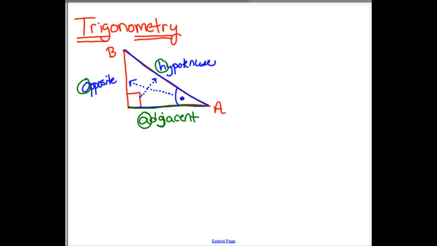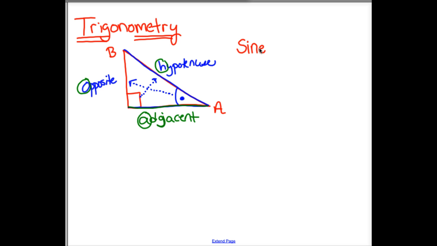As long as I keep A the same measure, when I do the opposite side divided by the adjacent side, even if I make a gigantic triangle, I'm going to get the same number. And so what we have are what we call trig functions. It seems kind of weird, but once we get the language out of the way, it's actually really easy math.